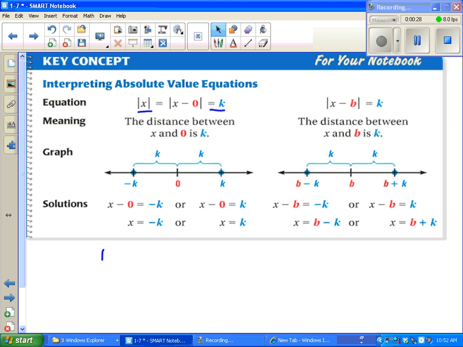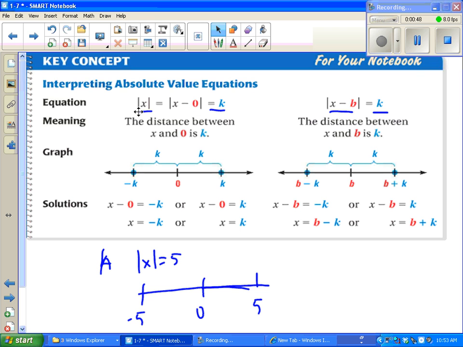So for example, if I were to say absolute value of x equals 5, that means we could choose two numbers for our solutions. There are two numbers that are 5 away from 0. There's 5 and there's negative 5. So there's two solutions. It gets a little trickier when you've got something on the inside.